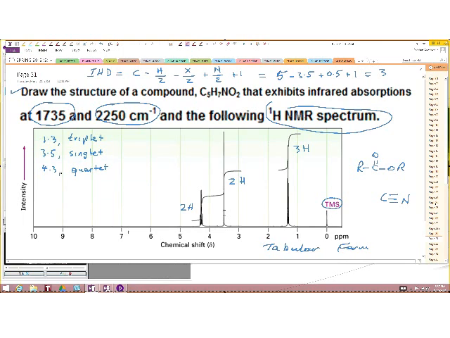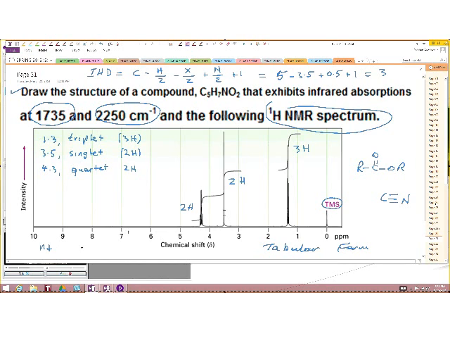Let us now begin to put the pieces together. By the way, this is a triplet. This is 3 hydrogen. This is 2 hydrogen, and this one is 2 hydrogen. Let's look at the most obvious information here. 4.3 quartet. What does that tell you? 2 hydrogen. What does that tell you?